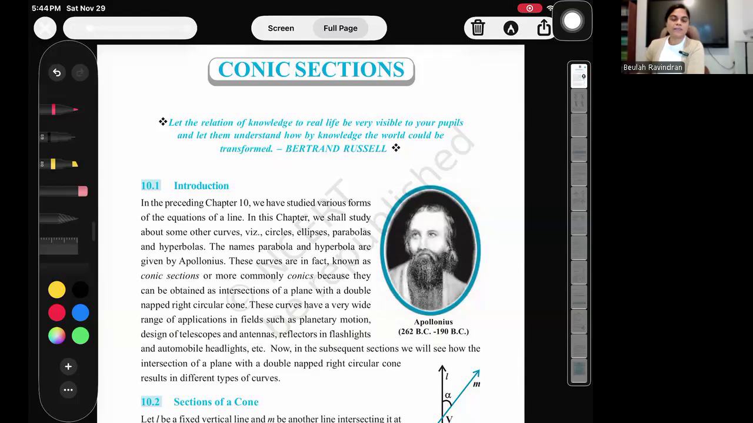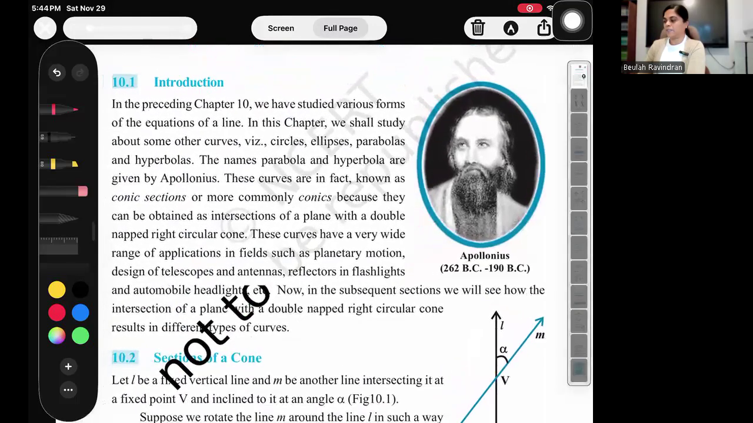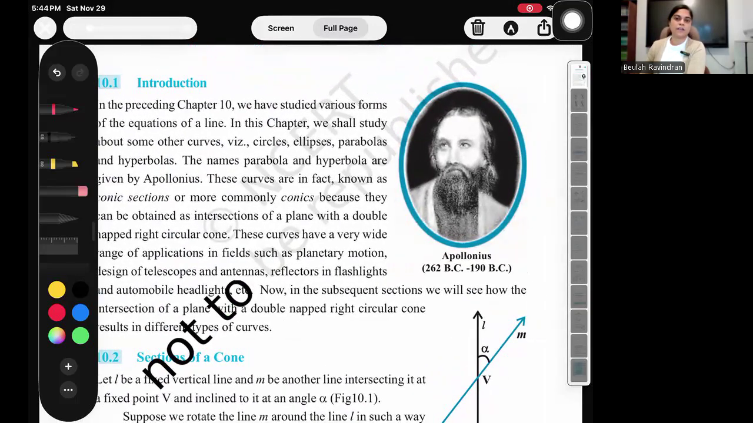Today's topic is conic section. I'll give you the introduction first, okay? In the preceding chapter, we studied various forms of equation of a line, right? We know that if the slope and one point is given, how you can write the equation. And then slope and y-intercept, then the two-point formula, then x and y intercepts. So you know all the various equations, right?